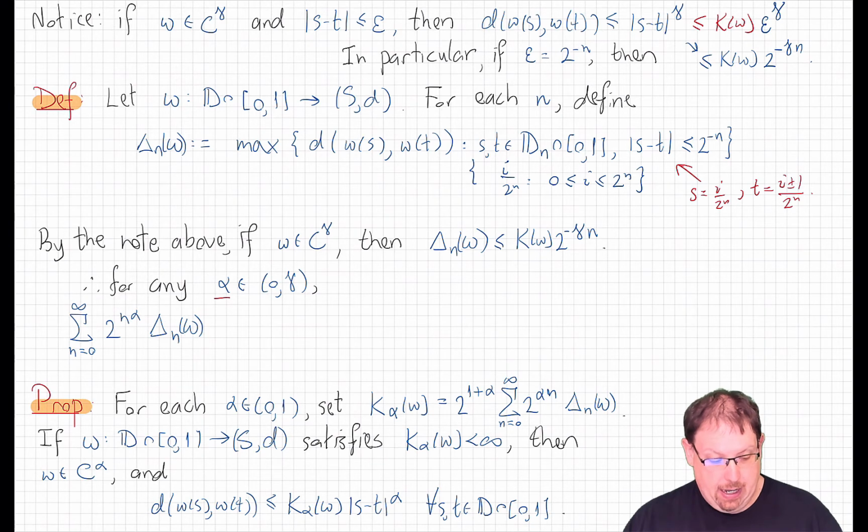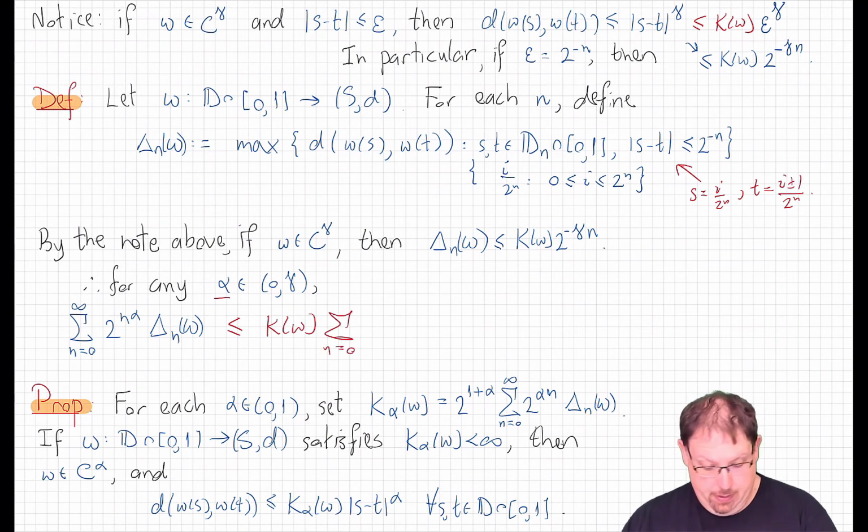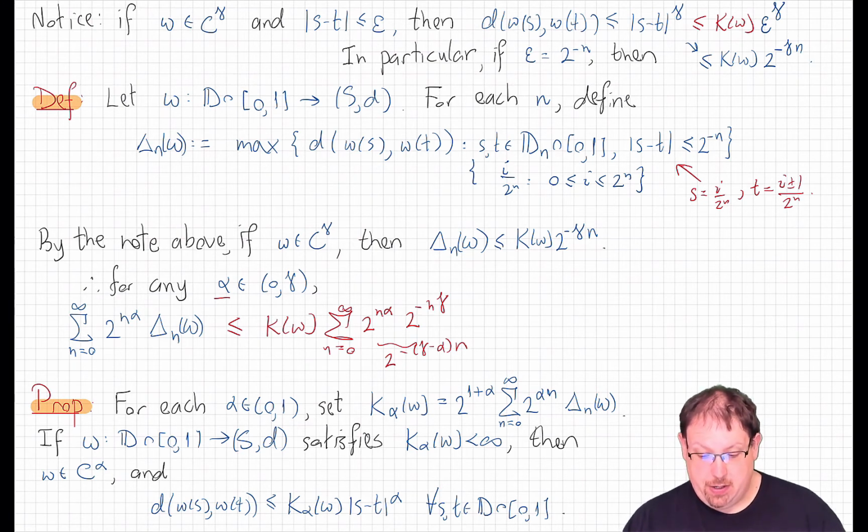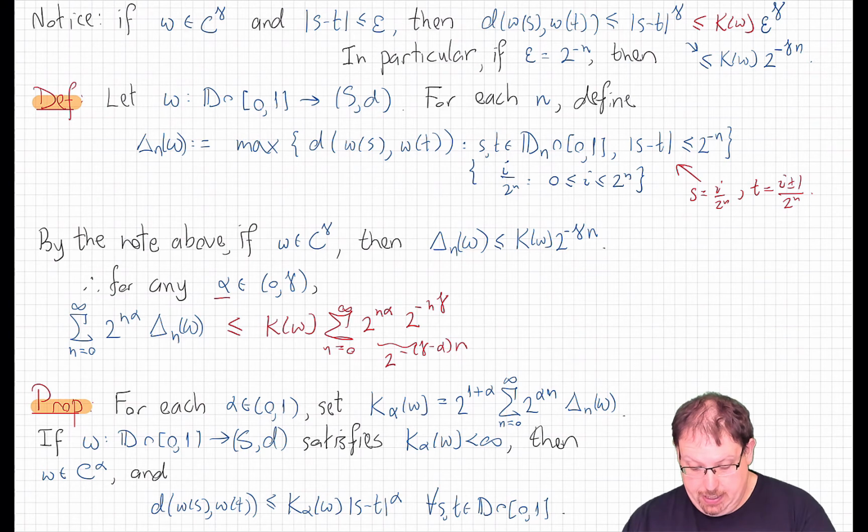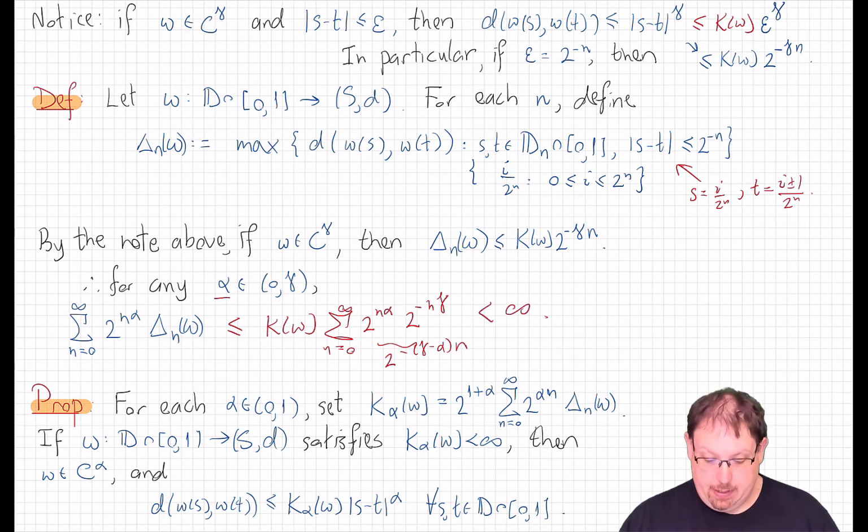will be less than or equal to that constant k of omega times the sum of 2 to the n alpha times 2 to the minus n gamma. But because gamma is bigger than alpha, this is 2 to the minus gamma minus alpha n, gamma minus alpha is positive, and that means the terms in this series are exponentially decaying, which is to say that this will be a finite sum.